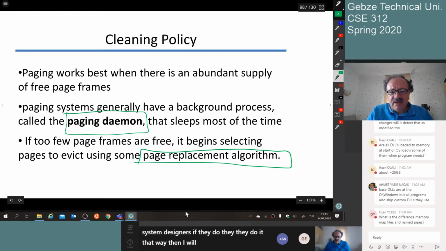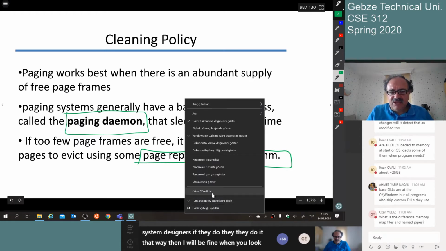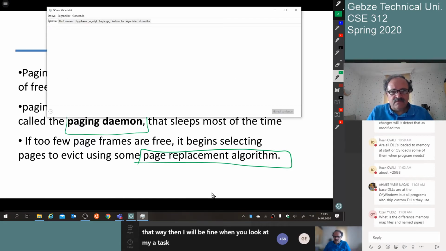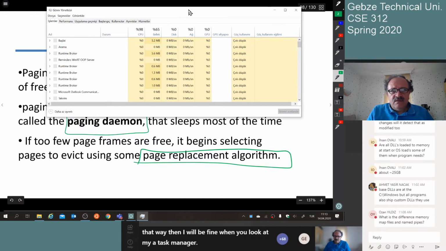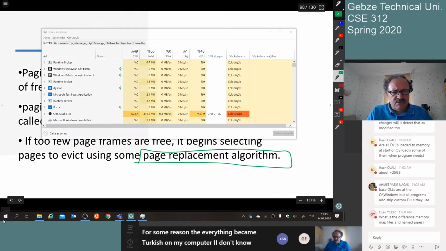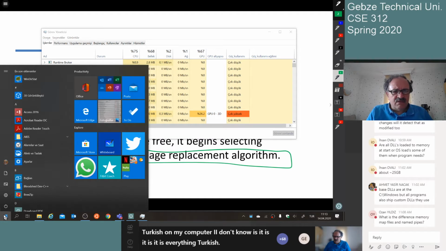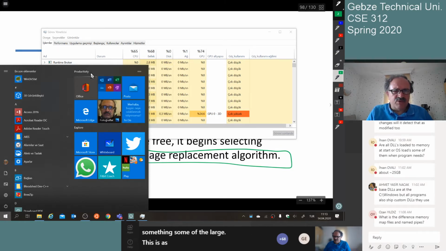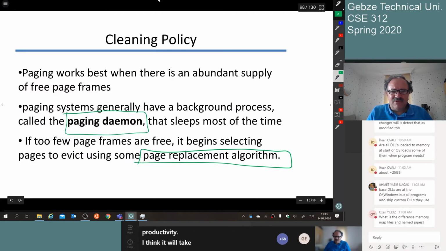When you look at my task manager, for some reason everything became Turkish on my computer. I don't know. Is everything Turkish? Really? Yeah, everything became Turkish. Some of them are. This is "en son eklenenler" and this is productivity. I think it will take time to make everything Turkish.